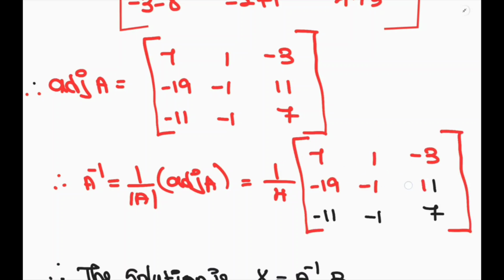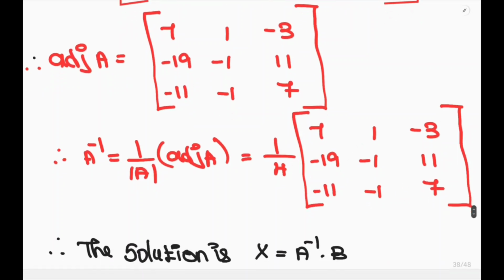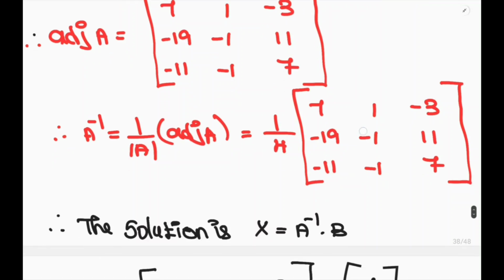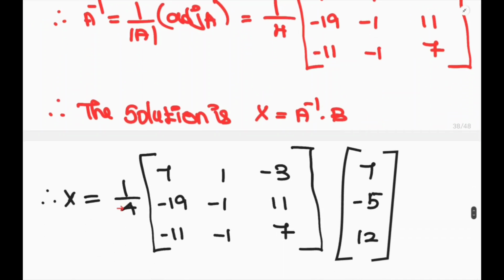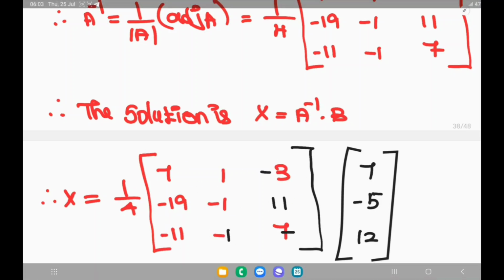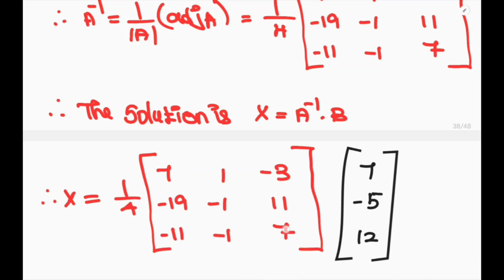And in case the matrix of adjoint is a multiple of 4, we have to multiply this 1 by 4 inside, but it is not, so just leave as it is. Then the solution is nothing but x equal to A inverse into B. So your A inverse is this matrix and the B is this right hand side of the given equation. So x equal to A inverse into the B matrix. So B matrix we are having this as your B matrix and then multiply them.